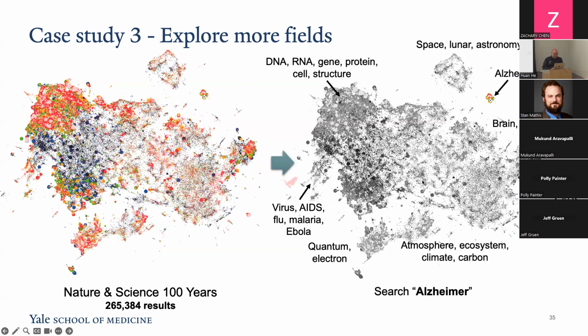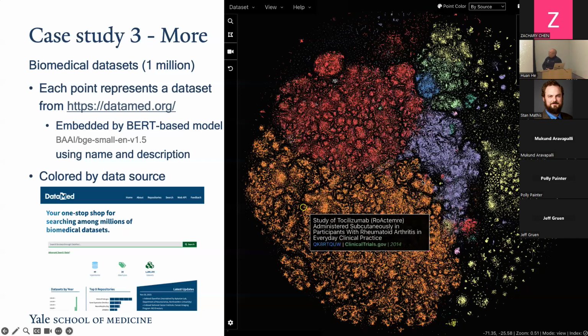So that's one example. Another thing we are trying to do is, in addition to publications, we can embed anything. As long as it's text, we can run some embedding. Like this one, we have a data set search engine called DataMed. We indexed all of PubMed and different biomedical data sets. Then we have the text data of those data sets. We run embeddings and dimension reduction to get the embedding of all the data sets.